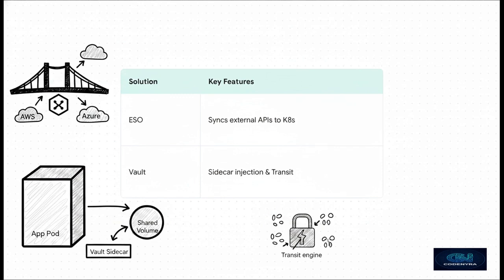It reads information from external APIs like AWS Secrets Manager or Azure Key Vault and automatically injects those values straight into native Kubernetes secrets. HashiCorp Vault goes even further. It can actually act as a dedicated sidecar container running right next to your application pod. The sidecar authenticates with Vault, retrieves the secret, and writes it to a shared in-memory volume. Your application just reads a file, completely unaware of the complex secret management happening behind the scenes. Vault even offers a transit engine to provide encryption as a service before data is ever stored at rest.